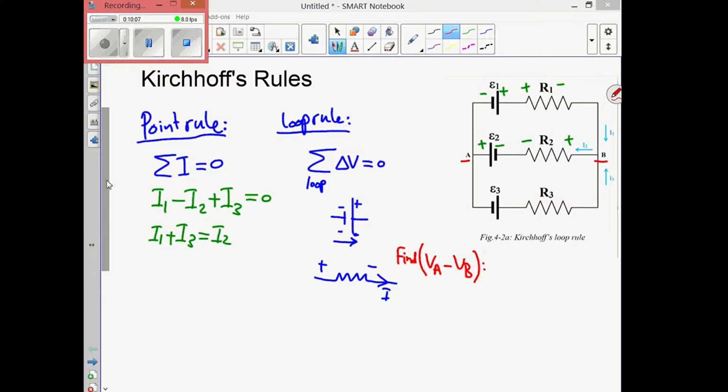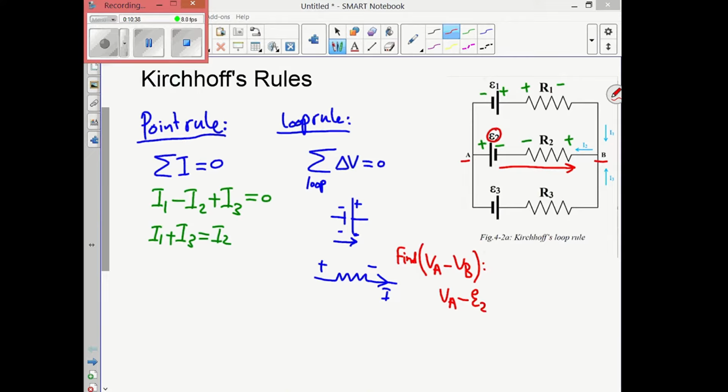A question about this will be, for example, find VA minus VB. So I'm going to start at point A and write down VA, and then I'm going to move from point A to point B. Let me move from point A to point B using the middle branch in this direction. The first item that I will see after point A is going to be the battery E2. I'm moving from high potential to low potential, so it's a negative, or drop in potential, of value E2.